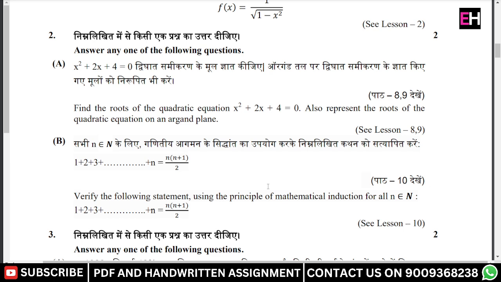Now question number 2a is: find the roots of the quadratic equation x squared plus 2x plus 4 equal to 0, and also represent the roots of the quadratic equation on an Argand plane.